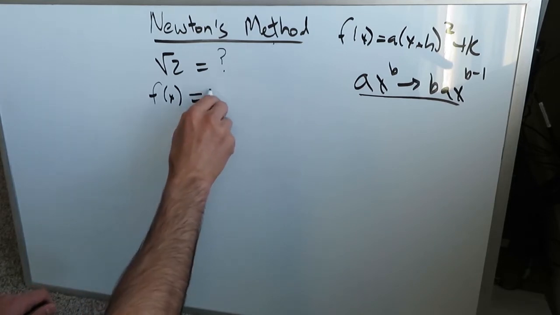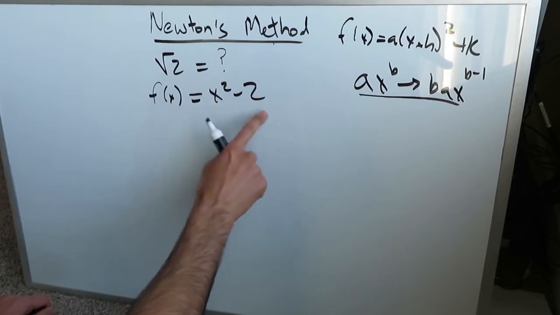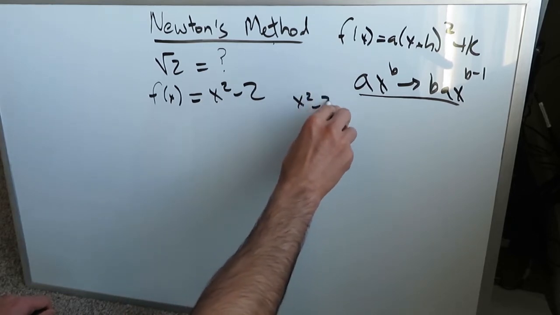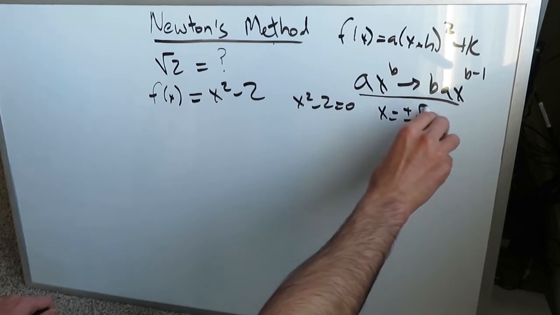And you can write it as x squared minus 2. If you were to take this equation over here and make it equal to 0, x squared minus 2 is equal to 0, and you solve for x, you'll get x is equal to plus and minus root 2.